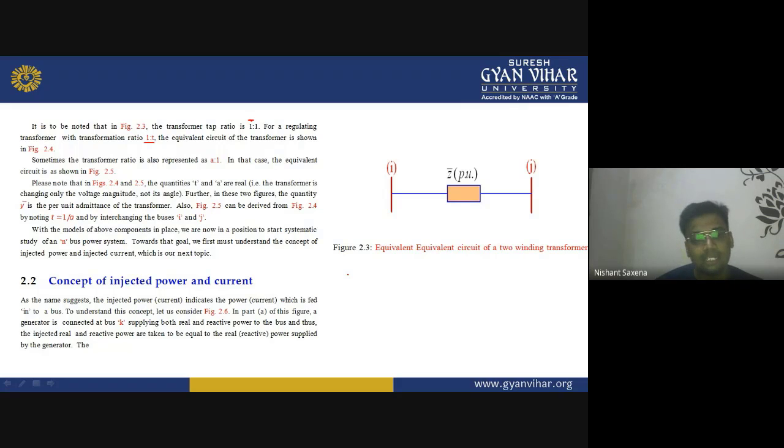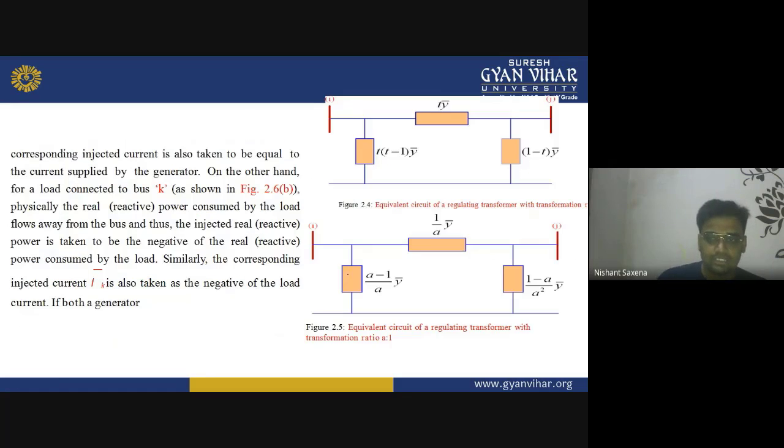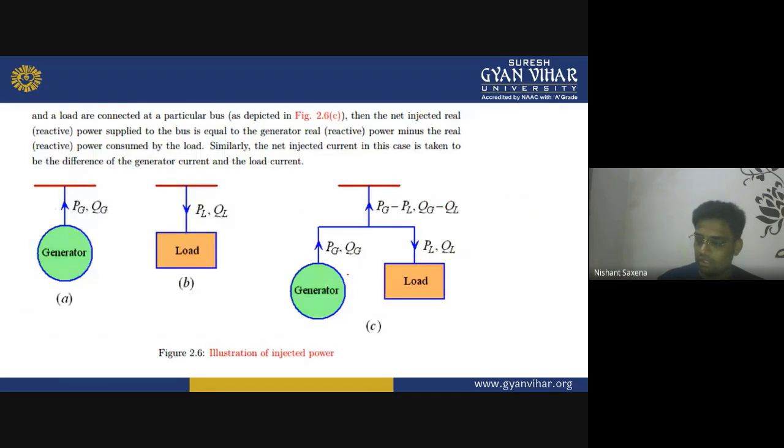As the name suggests, the injected power, or specifically the injected current, indicates the power or current which is fed into a bus. To understand this concept, let us consider figure 2.6. In part A of this figure, a generator is connected to the bus, and it is injecting the real and reactive power generated by the generator.